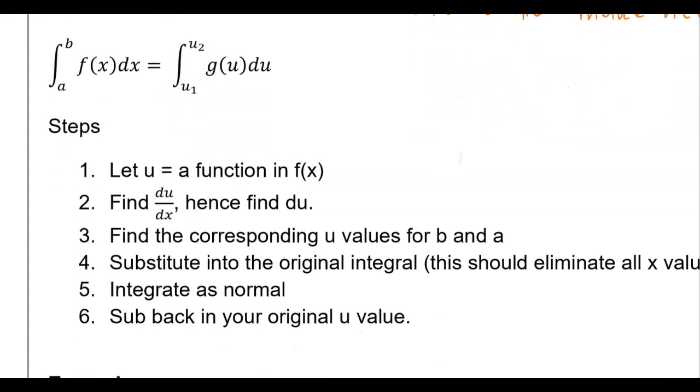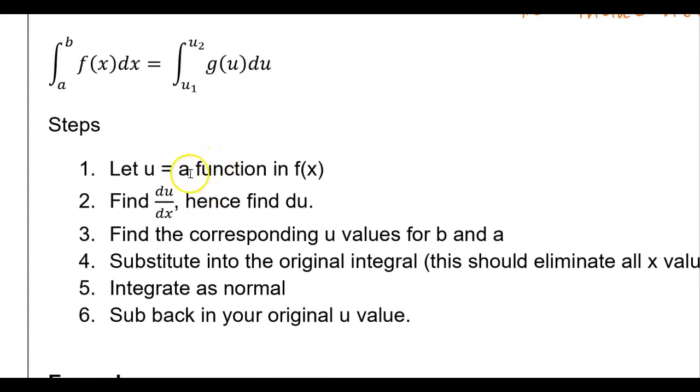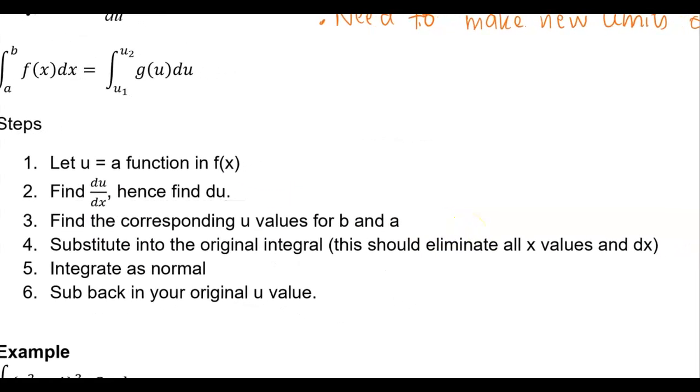So let's have a look at the steps. We're going to let u equal a function f of x. We're going to find du dx and shuffle that around to get a value for du. We're going to find corresponding u values for the upper and lower limits, b and a. We're going to substitute into the integral so that we eliminate all of the original x values, f of x's and dx's, integrate as normal, and then sub back in our original u value. We're going to work through a question doing all those things now.